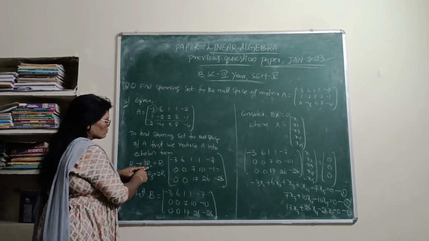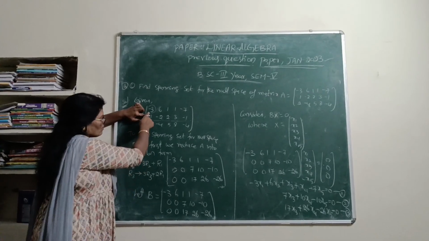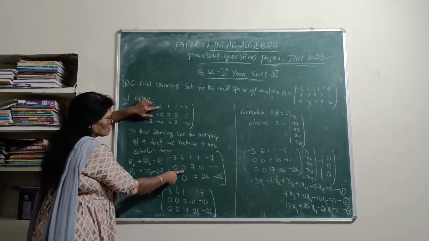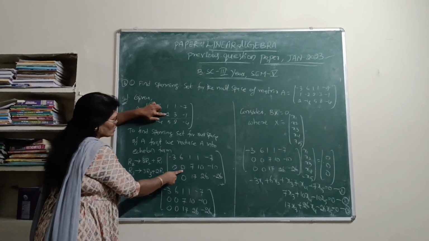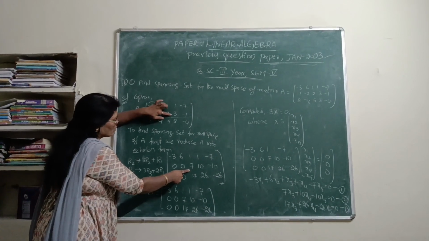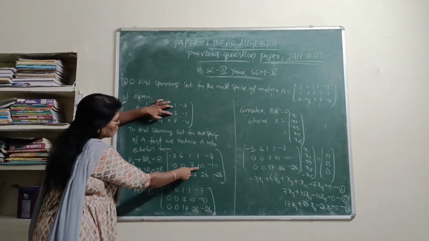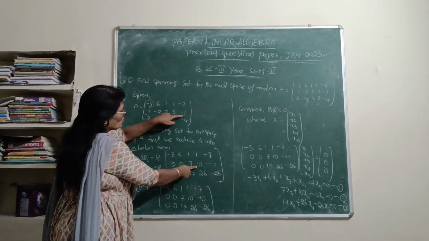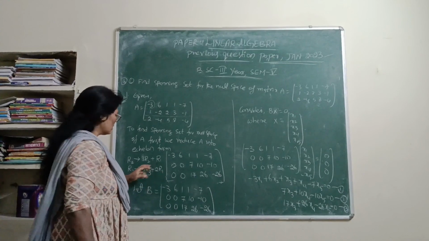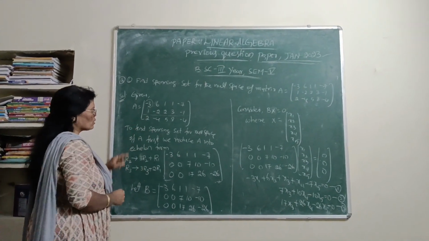After 3R2 plus R1: 3 ones are 3, 3 minus 3 is 0. 3 twos are 6, minus 6 plus 6 is 0. 3 twos are 6 plus 1 is 7. 3 threes are 9, 9 plus 1 is 10. And 3 into -1 is -3, -7 gives -10. And the same for R3, the third row.